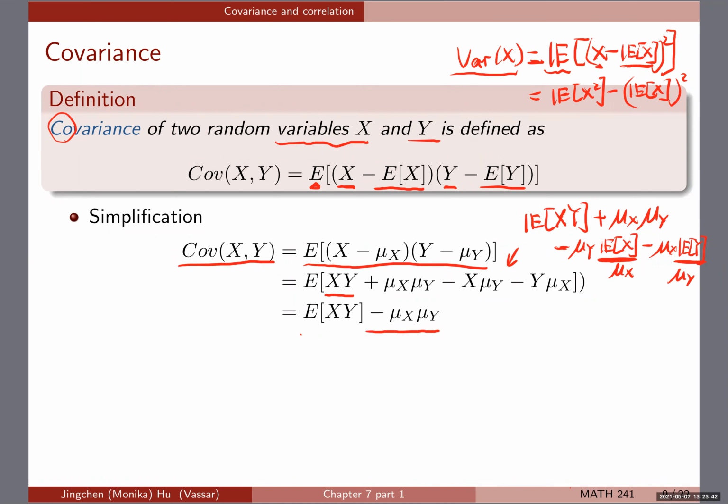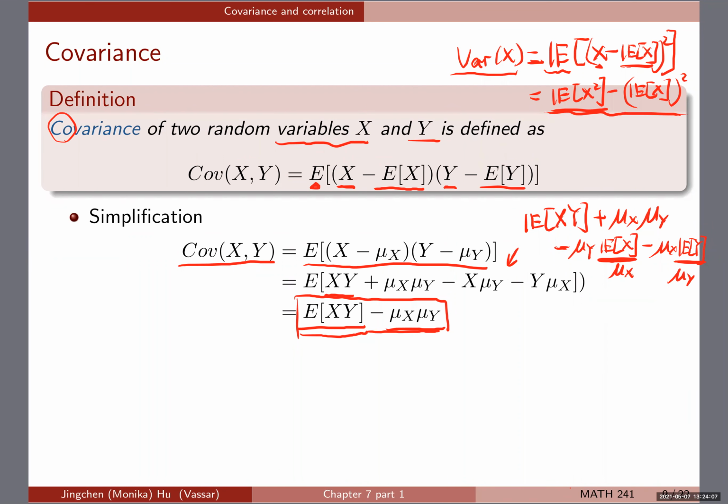So in the end, the covariance of X and Y is the expectation of their product minus the product of the expectations. See the similarity here with what we had for the variance in the past: the expectation of the square term minus the square of the expectation.